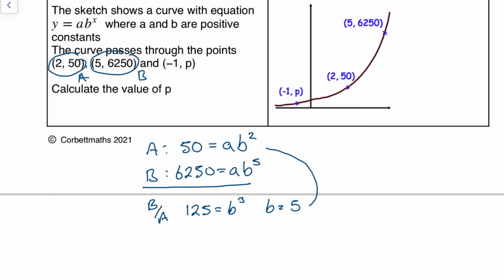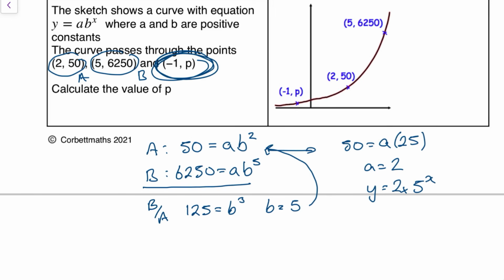So if I go back to here, well, that means that 50 is equal to A, that I don't know, times B squared, and 5 squared is 25, which means that A is equal to 2. So I now know my equation, and my equation is y equals 2 times 5 to the power of x. So for the final part of the question, I'm going to put this point in here. So when I let x equal to -1, y is equal to 2 times 5 to the -1, which is 1 over 5, which is equal to 2/5, which means the answer to my question is p is equal to 2/5.